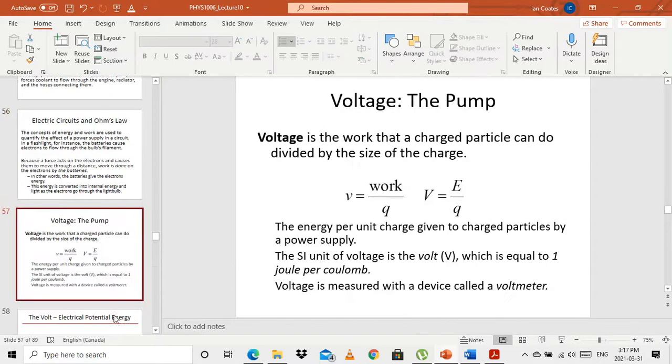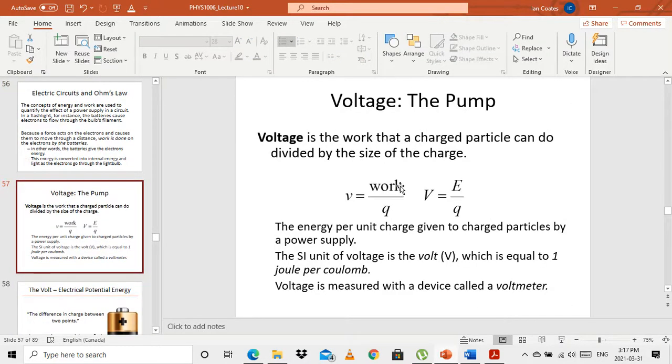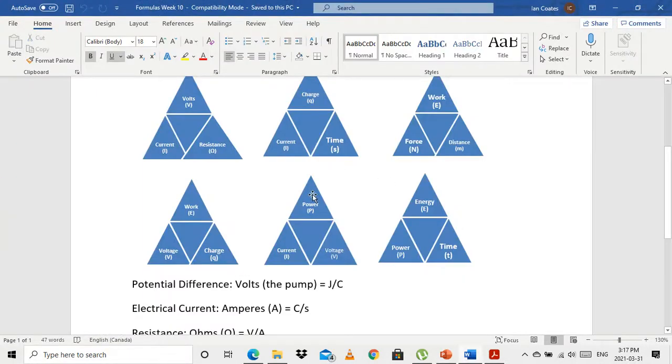And you guys have seen that there. And work, electrical work. But what we have here is voltage is equal to work divided by charge. Work and charge, okay? And you guys know how these work. If I'm looking for voltage, I put my thumb on voltage. Voltage is equal to work divided by charge. If I'm looking for work, I put my thumb on work. Work is equal to voltage times charge.